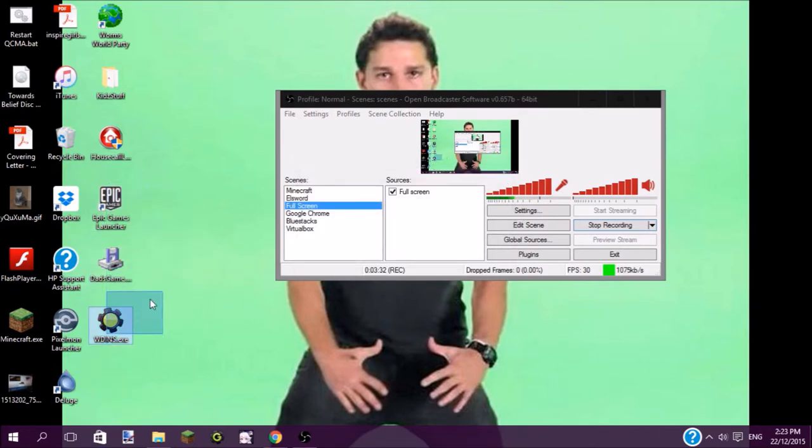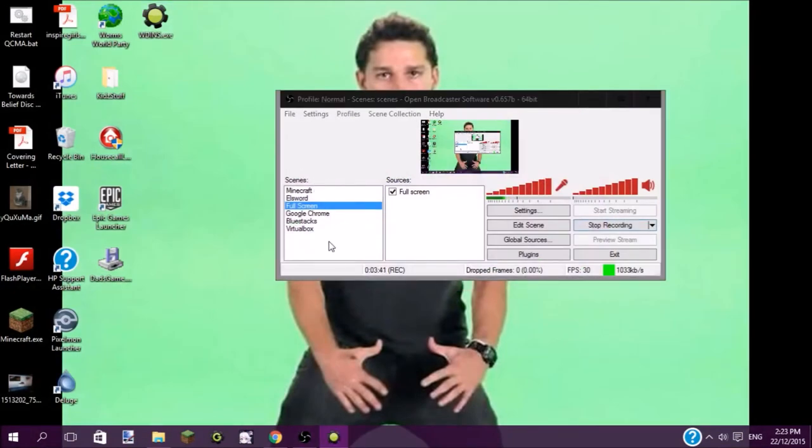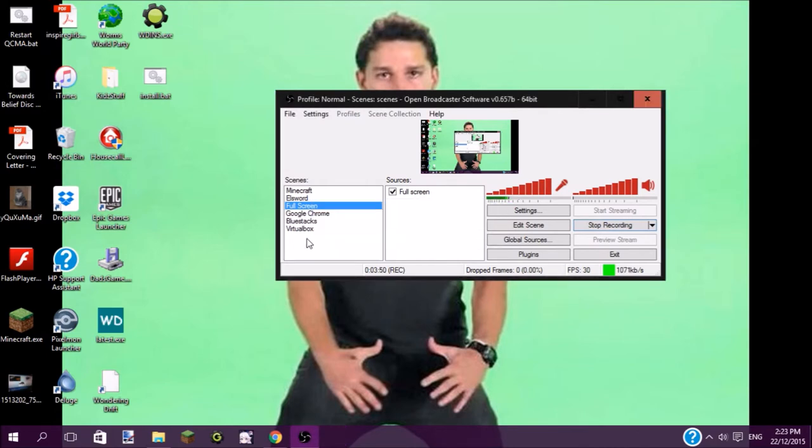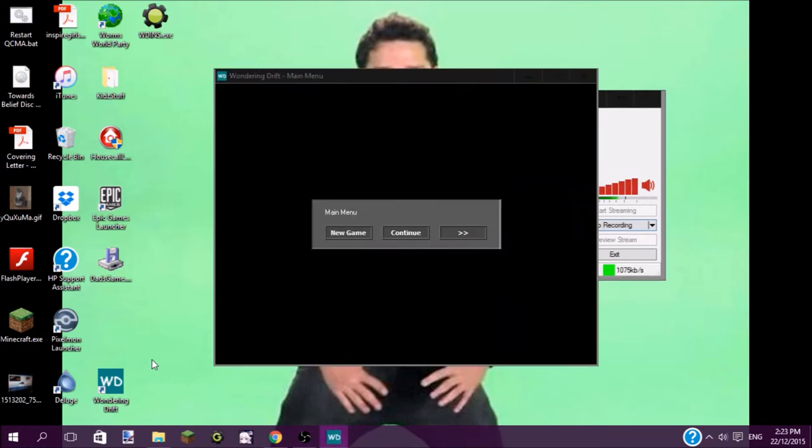What is wrong with this? Okay, well, it does work. Sometimes it can take a little effort to make it work, but it does work. Sometimes you have to close it and then open it again or something. I don't know why.